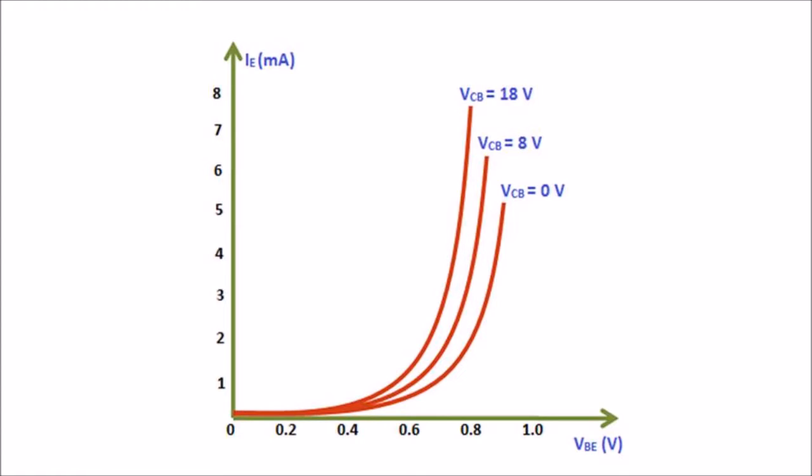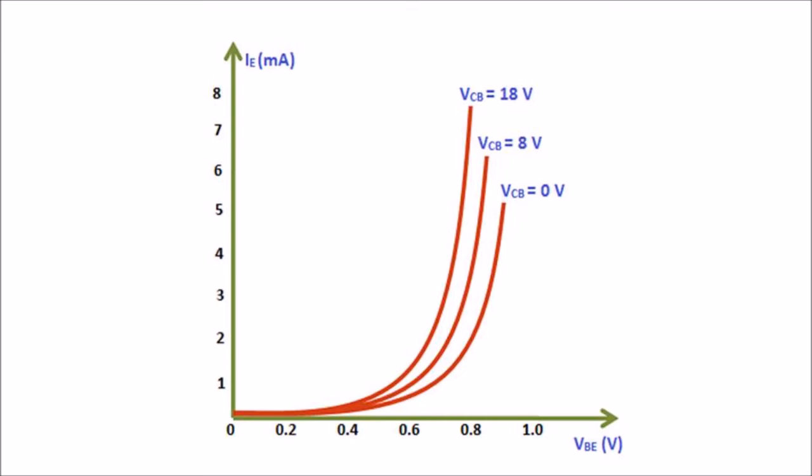For each voltage level, the input voltage VBE and input current IE are recorded and we are plotting it on a graph. A curve is then drawn between the input current IE and input voltage VBE at constant output voltage with VCB as 8 volt. This is repeated for higher fixed values of the output voltage VCB.